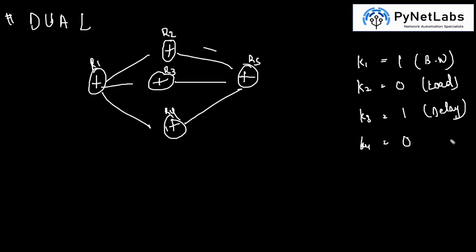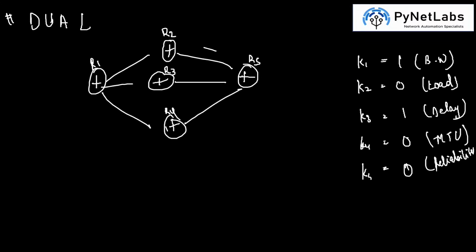which is there for MTU, which is maximum transmission unit. Then we have K5, again, sorry, 0, which is there for reliability. So this was just an introduction to the metric of EIGRP.